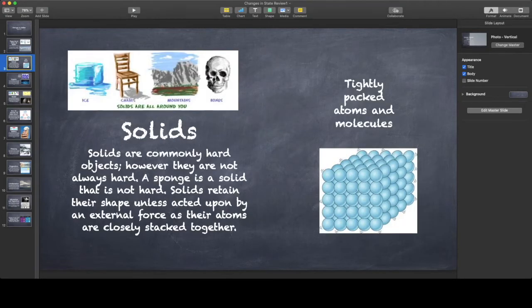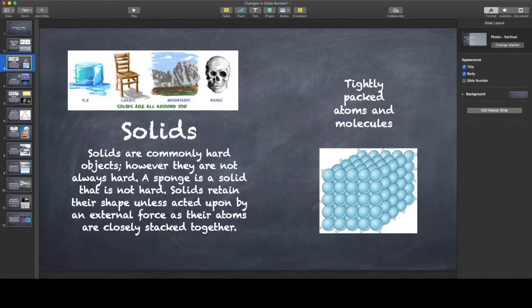So solids. Solids are commonly hard objects. However, they are not always hard, like a sponge. If I smack you with a sponge, it's probably not all that hard, but it is solid, right? Solids may retain their shape unless acted upon by external forces. So a sponge will kind of plop back to its actual shape eventually, even if it has the imprint of your face in it for a little bit. But I digress, right?